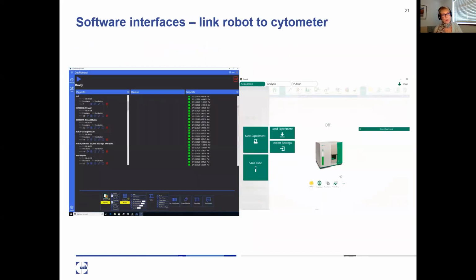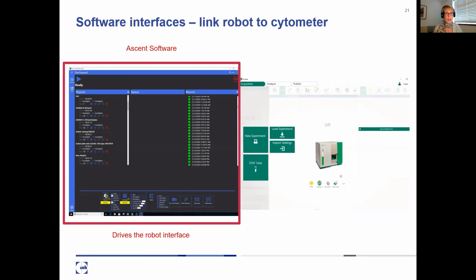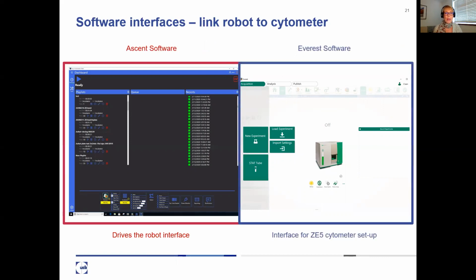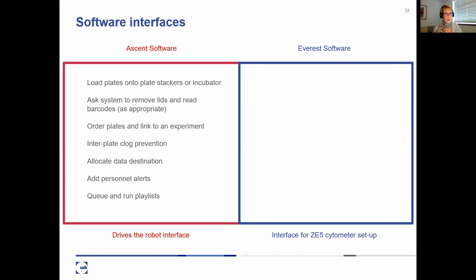So I just want to talk a little bit about the software interfaces that link the robot to the cytometer. The one that drives the robot is the Ascent software, and it's the Everest software that's the interface for the ZE5 cytometer setup. If we focus on the Ascent software first, this allows us to load plates onto the plate stackers or indeed into the incubator. We can also tell the software where we would like the plate to return to once it's been in the cytometer. We can ask the system to remove lids, read barcodes.